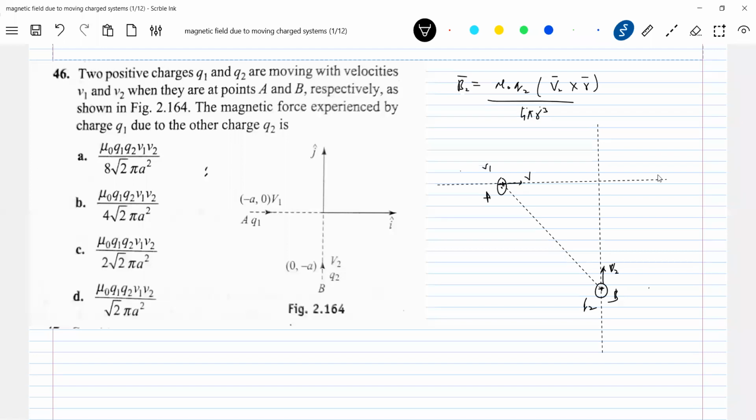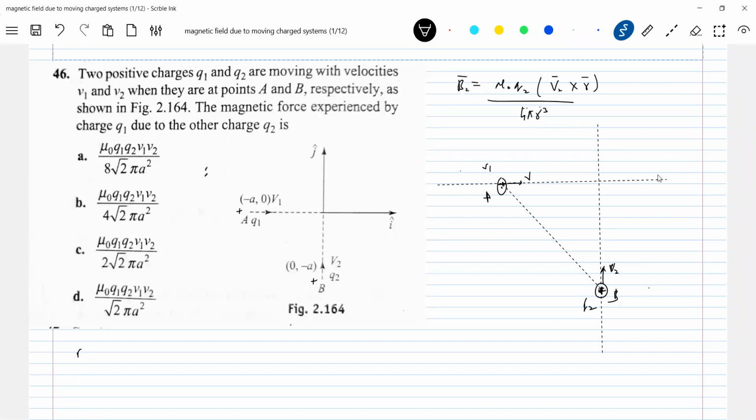At the location of that one, we should calculate the field. Let both be positive charged particles. So what is the value of B2? We do it in vector form. So what is that position vector R bar? You can define it as minus A i cap plus A j cap.